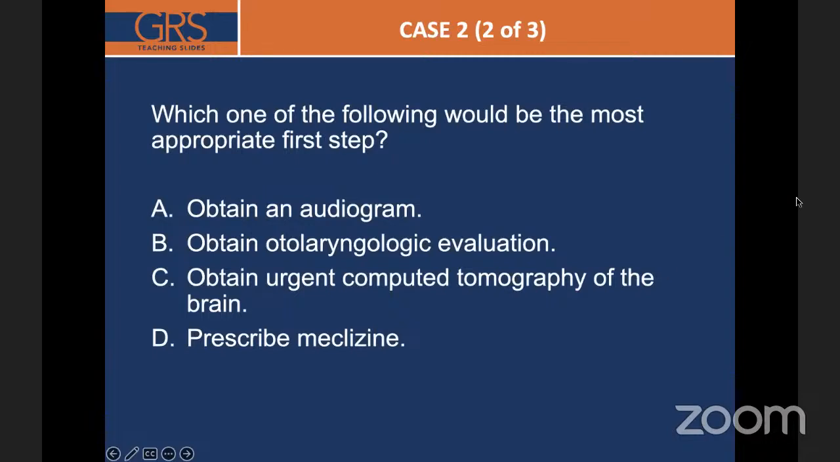Which of the following would be the most appropriate first step? Is it A, obtain an audiogram, B, obtain otolaryngologic evaluation, C, obtain urgent CT of the brain, or D, prescribe meclizine?